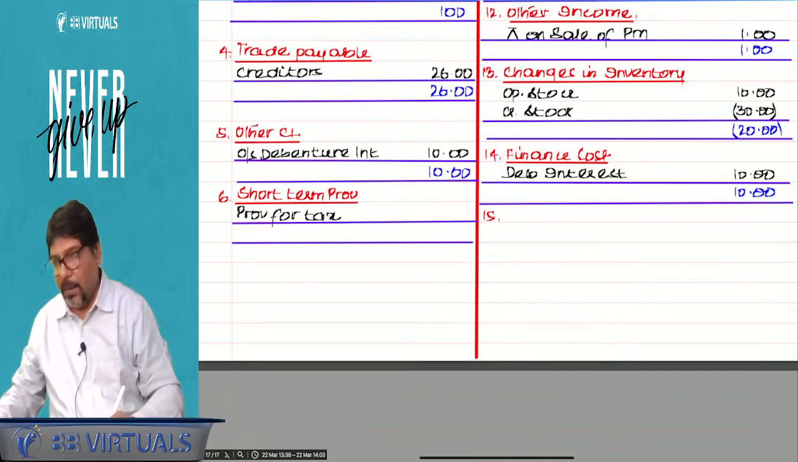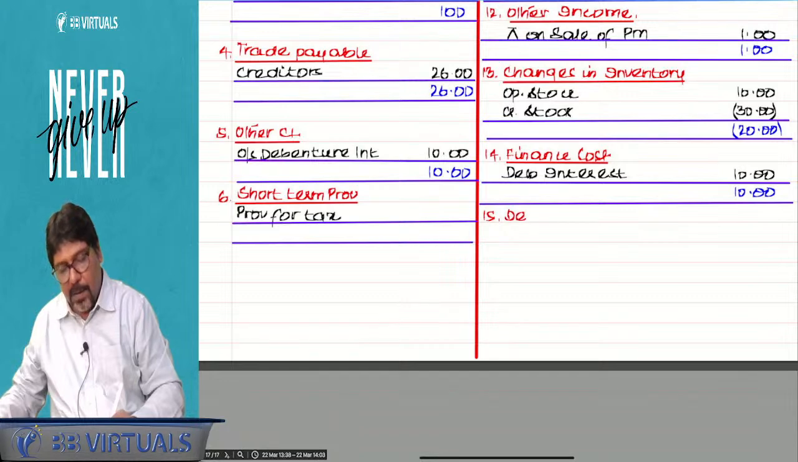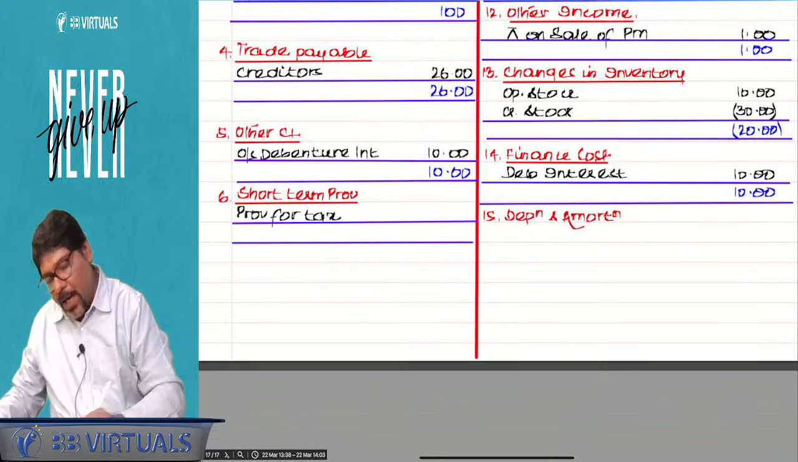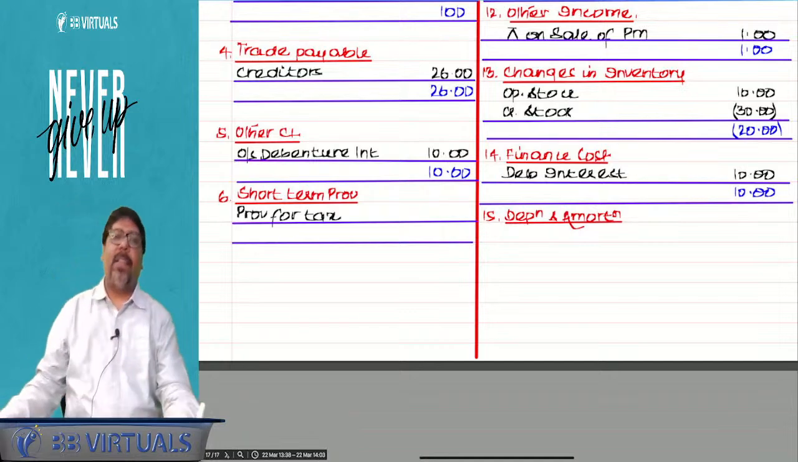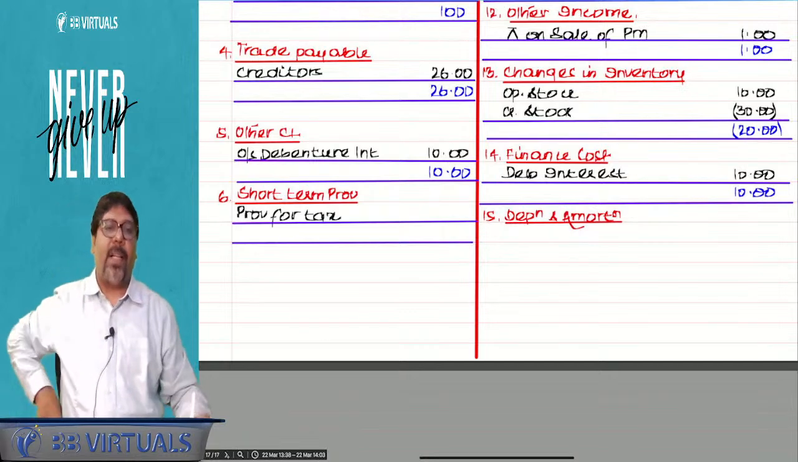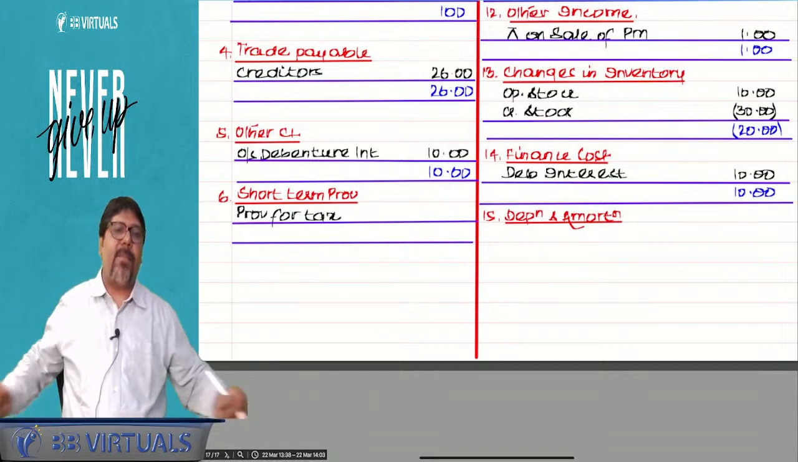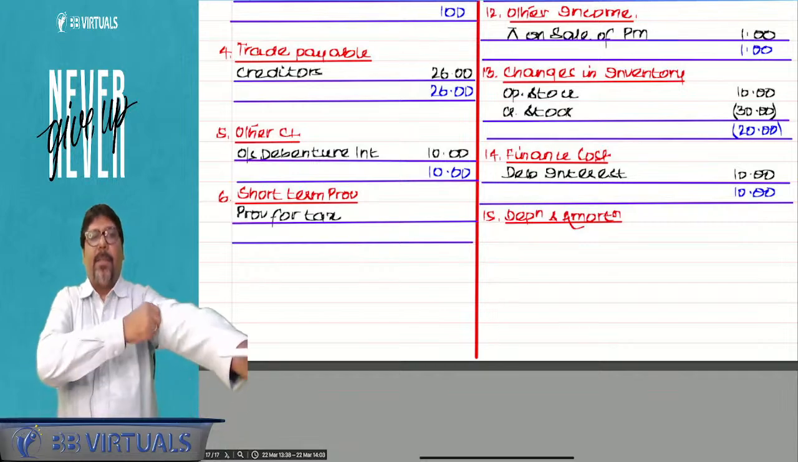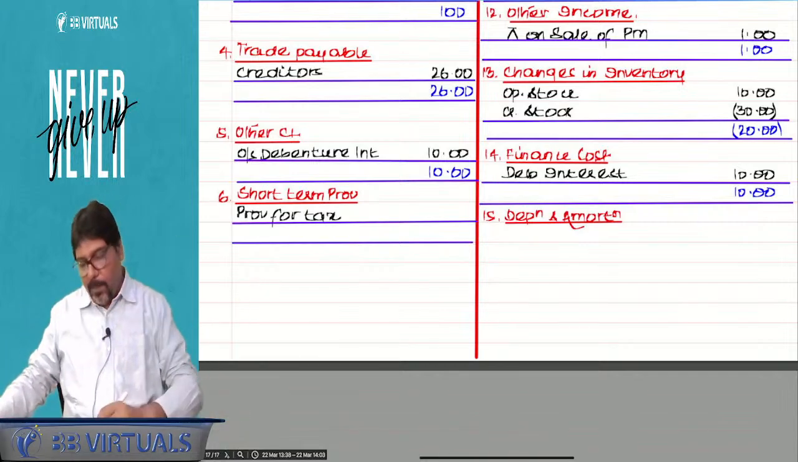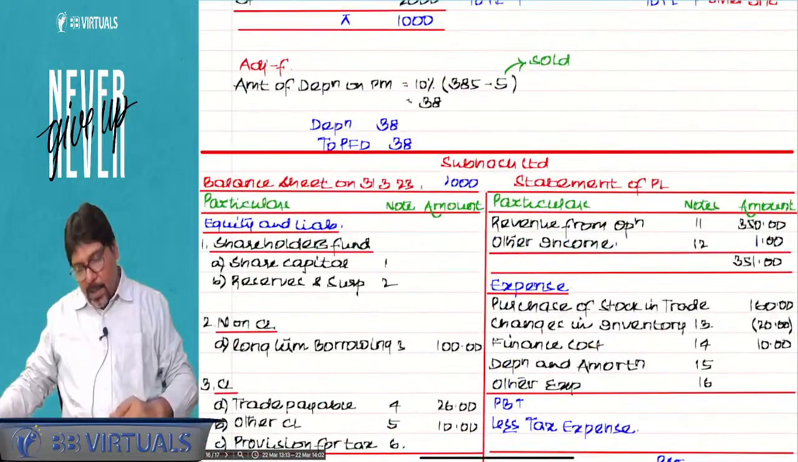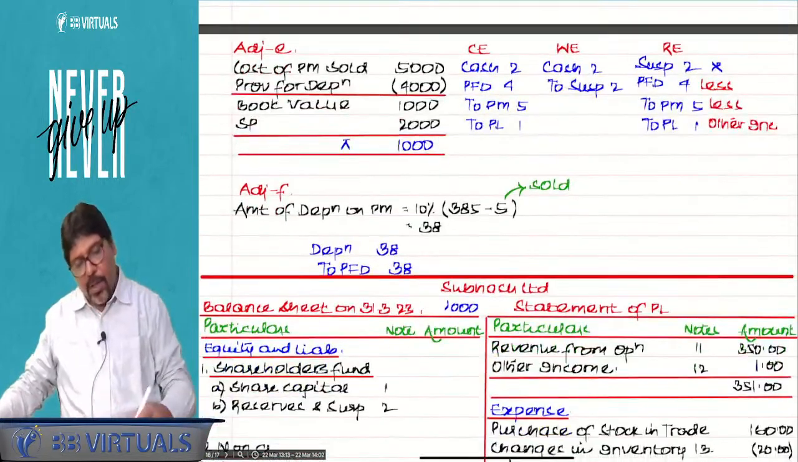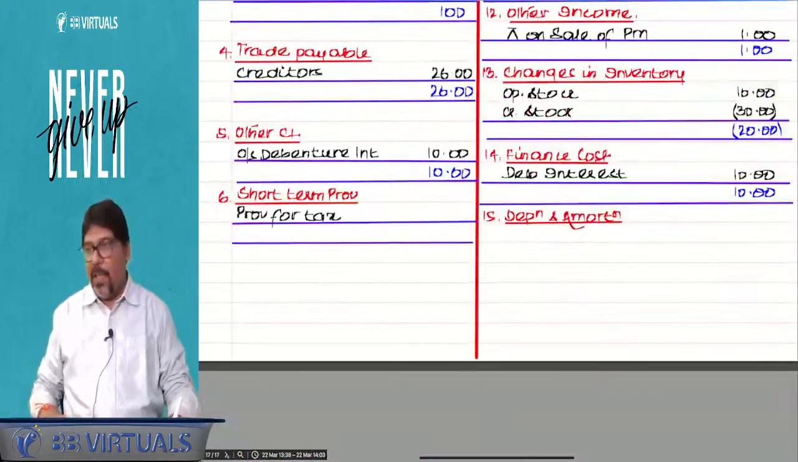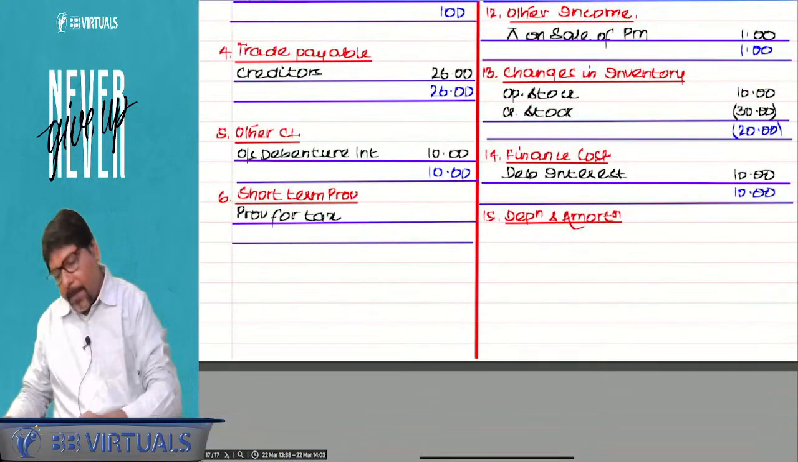Number 15. Depreciation and amortization. Now, chartered, depreciation and amortization: we have got depreciation on plant and machinery. Yes or no? Yes, sir. How much? 38.